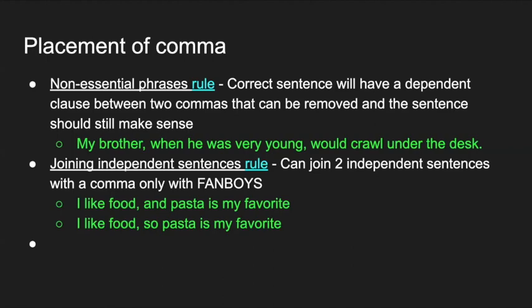Okay, so you have placement of commas, another 10 seconds. 10, 9, 8, 7, 6, 5, 4, 3, 2, 1.